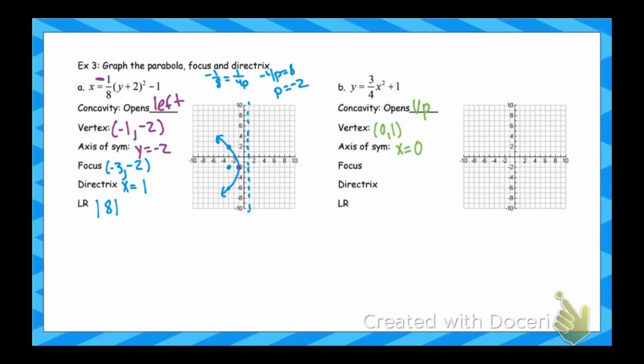So in order to find the focus and directrix, we need the p-value. So 3 over 4 is going to be 1 over 4p. That means that 4 is going to equal 12p. So p will be 1/3. So since this is going to be a little bit difficult to graph the way that it currently is, I'm going to change the scale on these, and I'm going to make each of these lines 1/3. And that'll just make it a little bit easier to graph and to see where my focus and directrix are.